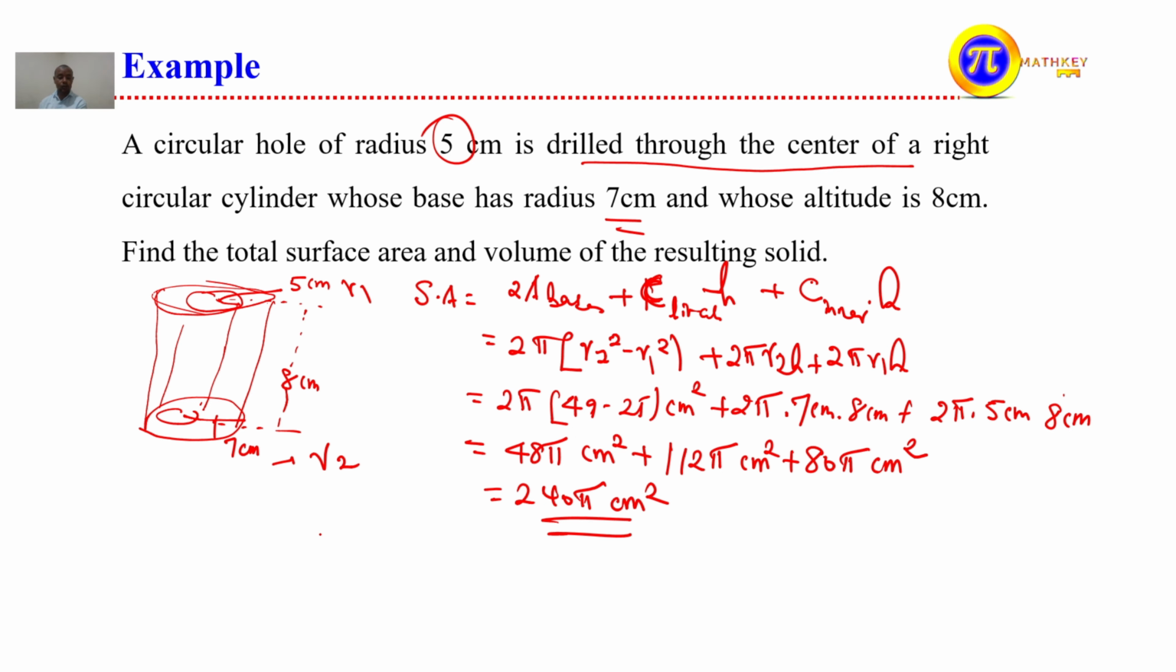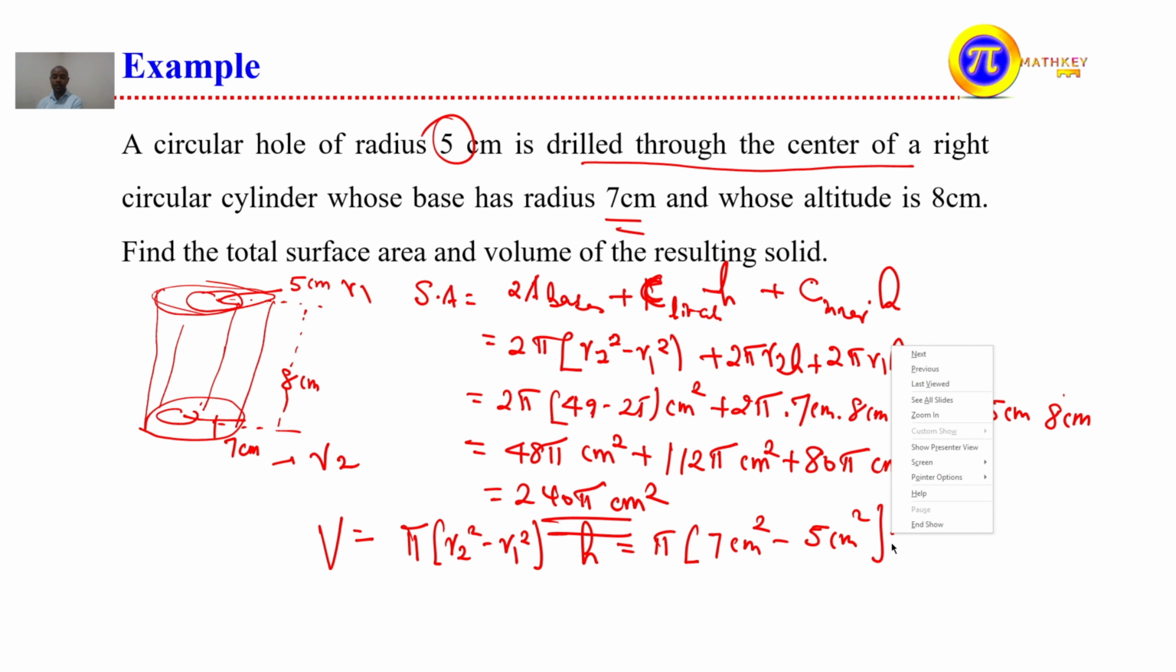If that's so, what is the volume of this? The volume of this becomes the base area, pi times (r2 square minus r1 square), which is drilled out, times the height h. That is pi times (7 centimeter square minus 5 centimeter square) times the height, the same height h. What is h? The value of h is 8 centimeter.